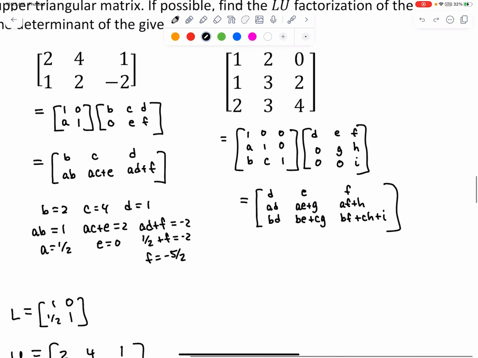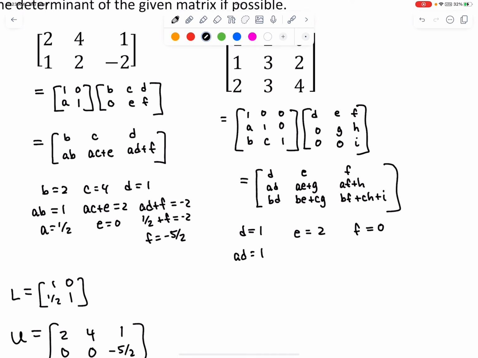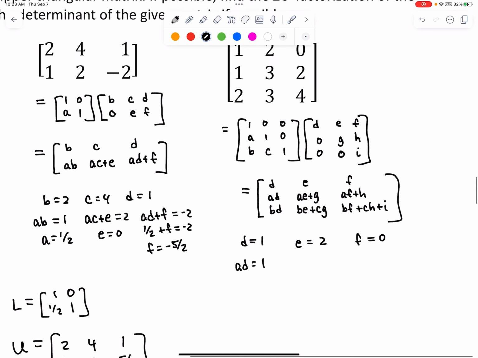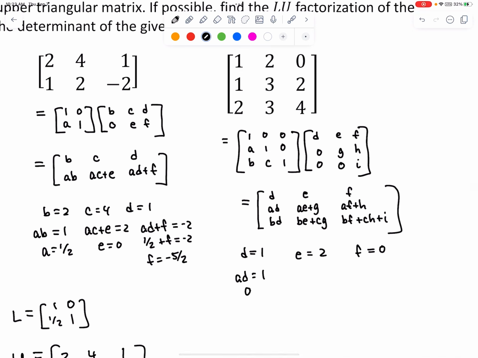So this gives us that D has to be 1, E has to be 2, F has to be 0. A times D has to be 1, and since D was 1, we know that A also has to be 1. AE plus G has to be 3. Well, A is 1, E is 2, so A times E is also 2, therefore G has to be 1. And then AF plus H has to be 2. Well, F is 0, so really H has to be 2.